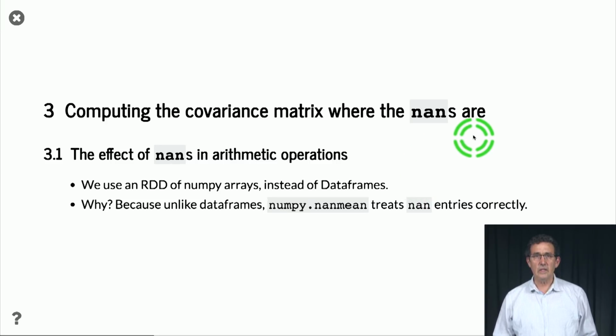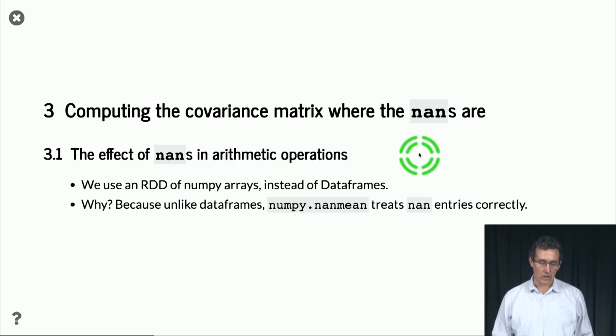So one of the things that we have in big data almost always is that not all of the data is well defined. So for whatever reason, some of the entries in our data are not defined or clearly wrong, and we want to ignore them. So this is essentially the reason that to implement this operation, we're going to use RDDs of NumPy arrays instead of data frames. Okay, so this is because NumPy supports operations that are specifically tailored for vectors with None entries.